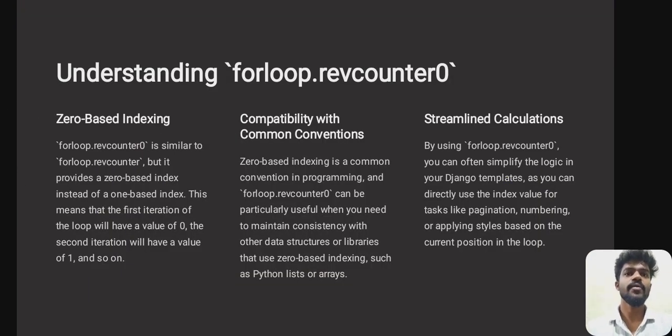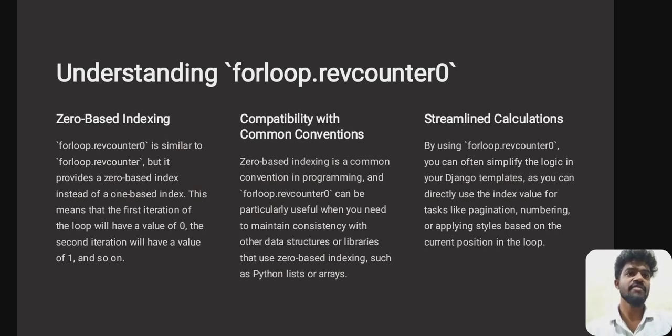Understanding forloop.counter0 and zero-based indexing. forloop.counter0 is similar to forloop.counter, but it provides a zero-based index instead of a one-based index. This means the first iteration of the loop will have a value of 0, the second iteration will have a value of 1, and so on.